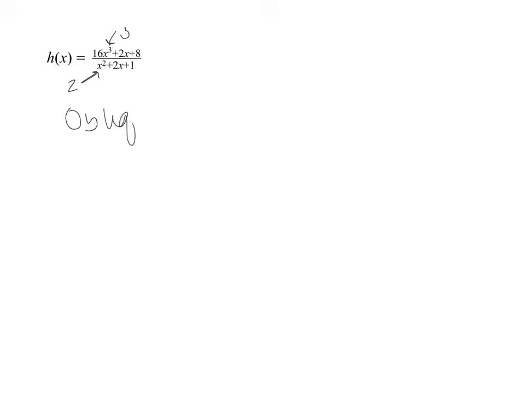Our second example is h of x equals (16x cubed plus 2x plus 8) over (x squared plus 2x plus 1). So identifying the degrees, the degree in my numerator is 3, the degree in my denominator is 2. So this is the case of the numerator being greater than the denominator. So this is going to be an oblique asymptote, which means we're going to have to do long division.